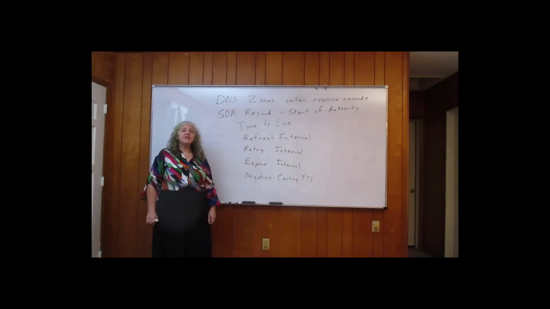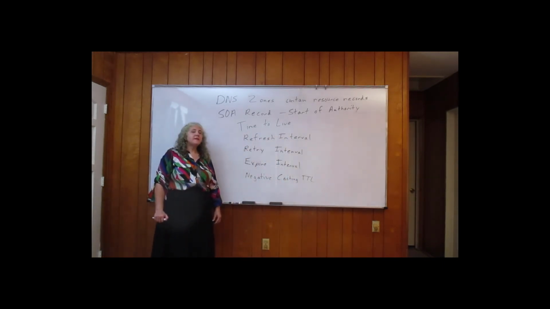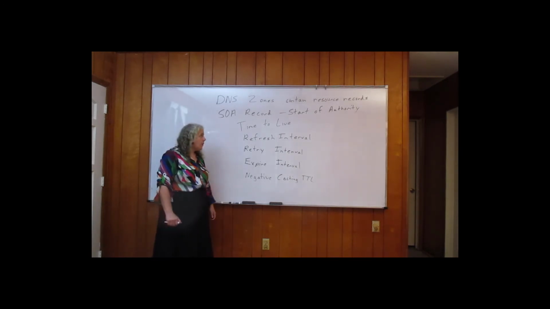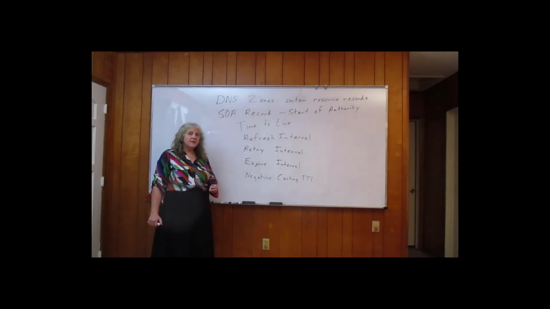There's a negative caching time to live. This says if another name server, which is not authoritative, for instance, for learningiot.net, receives a negative response, that means that the learningiot.net domain did not have a name to IP address mapping. It will cache those negative responses for a length of time that corresponds to the negative caching TTL.